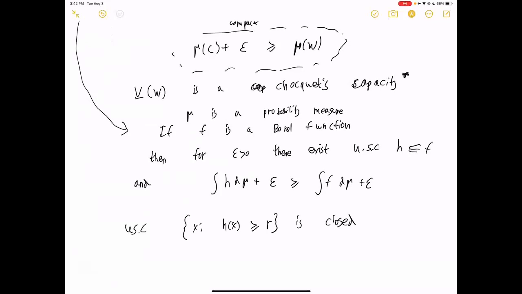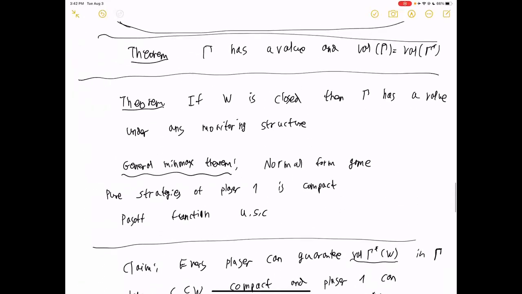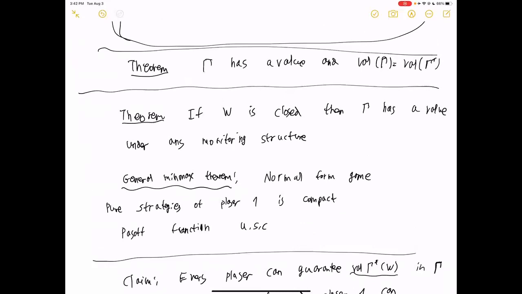This is awesome because upper semi-continuous functions are exactly the pair of functions which I needed in my theorem. You remember I had this theorem: if W is closed, then gamma has a value under no monitoring. It is also true that if we look at a general payoff function which is upper semi-continuous, then gamma has a value under any monitoring structure, for exactly the same reason. What I needed in order to apply the minimax theorem is upper semi-continuity, right? So this looks awesome.